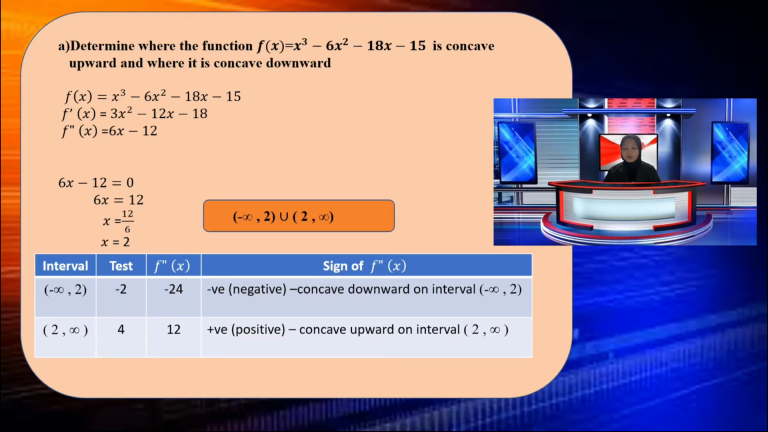Same goes with the second one, interval 2 to infinity. Let's use 4 and substitute 4 in the second derivative and we get 12. And here we get the positive sign, which shows it is concave upward on the interval 2 to infinity. So here we already know the answer: the function is concave downward on the interval negative infinity to 2 and it is concave upward on the interval 2 to infinity.